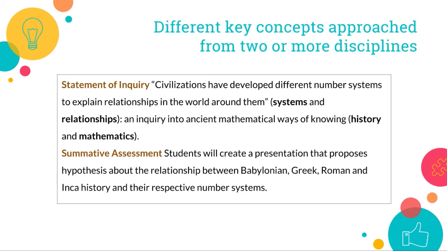Another way in which we can use concepts is a different key concepts approach from two or more disciplines. So this time we're not using one, we might use two or even more. Example, statement of inquiry: civilizations have developed different number systems to explain relationships in the world around them. Here we would be using systems and relationships as key concepts. This will be an inquiry into ancient mathematical ways of knowing, and as you probably would have seen, this inquiry would be approached from history and mathematics.